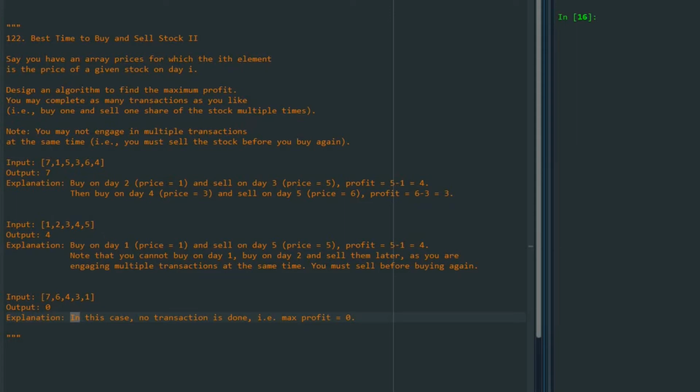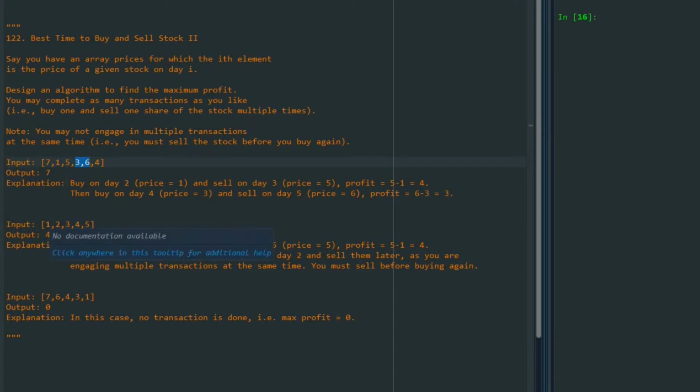So the idea to solve the problem is that we compare two consecutive prices. For example, 7 and 1, it's decreasing, so there is no buy and sell here. But when I go from 1 to 5, I can say okay, 5 is greater than 1, so I buy at 1, sell at 5. Then I compare 5 and 3. This is decreasing, I don't care about it. I go here, this is increasing. Okay, I say buy here, sell here.